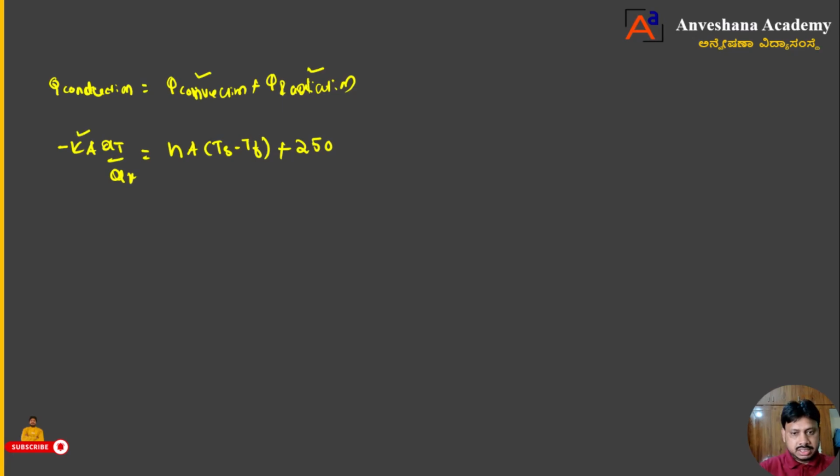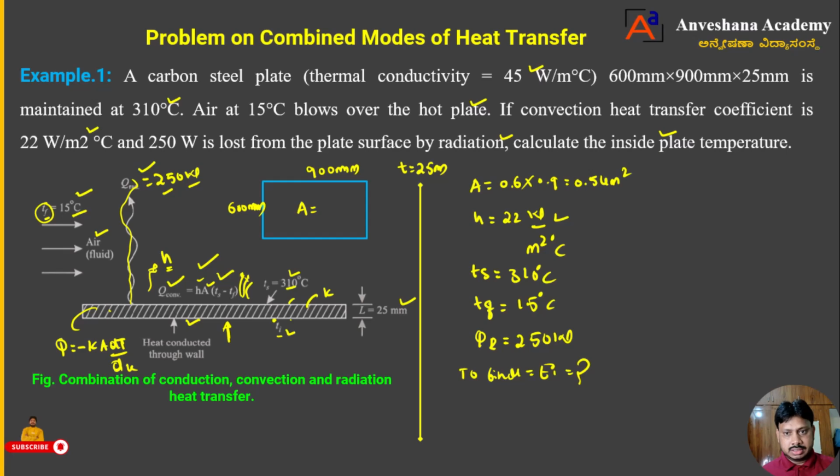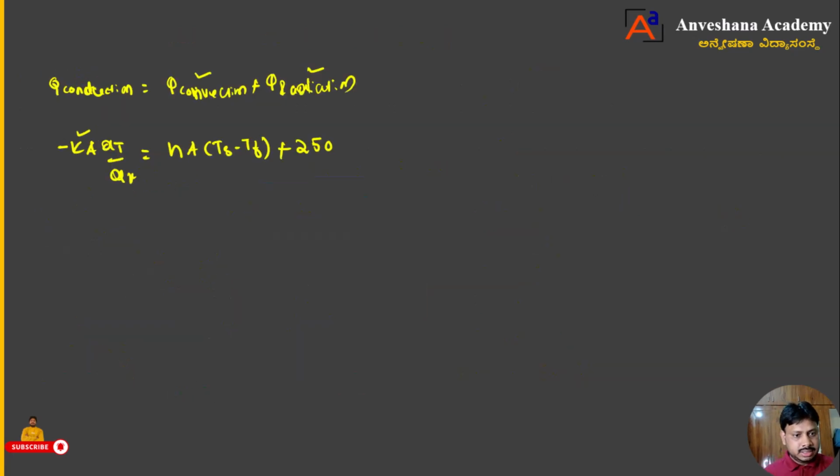K, he has given somewhere else, here I missed to list it out, but K he has given, the thermal conductivity of the steel plate. It is equal to how much? 45 watt per meter degree Celsius, dear students. That also I will take here now. So I will substitute here now.